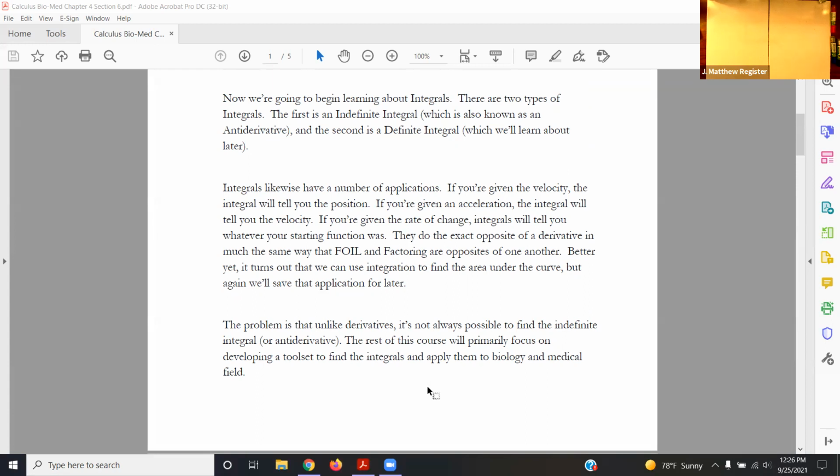Today, we're just going to be learning the fundamentals. Chapter 5 goes more in depth into how to actually calculate antiderivatives when they're a little bit more complicated. But today, we just want to make sure that we have the antiderivative fundamentals.